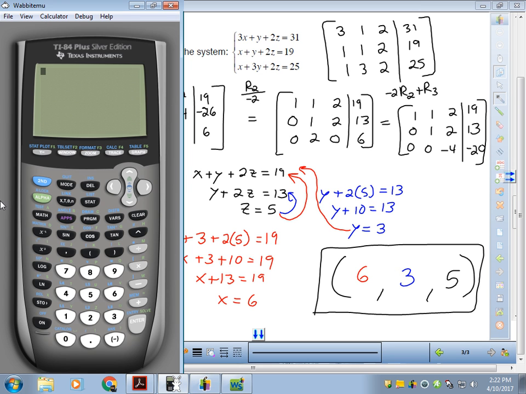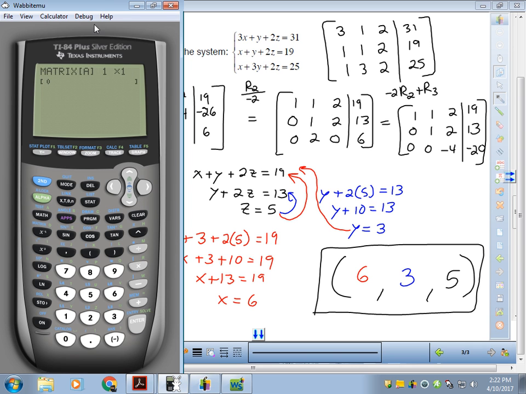Now, here's something I am going to show you. Your calculator can actually do this matrix process for you. So if you hit second and then hit this x to the negative 1, it'll take you to the matrix menu. This first thing just tells you the names of your matrices. You want to go over to edit so that you can edit one of the matrices.